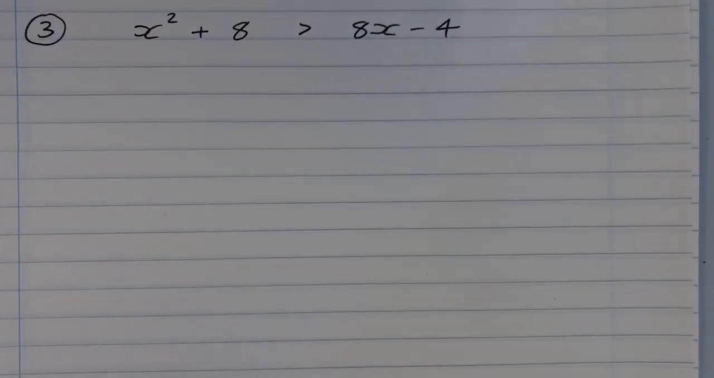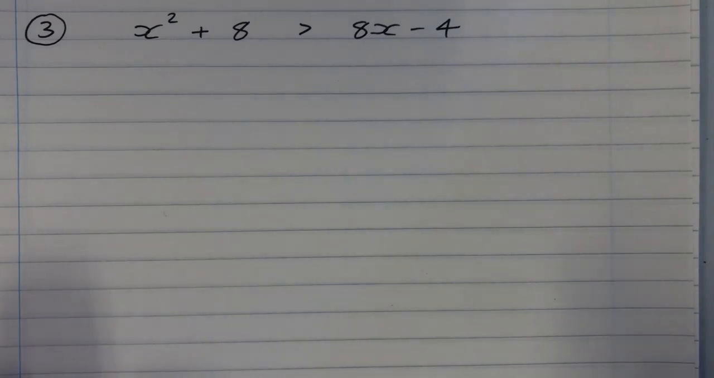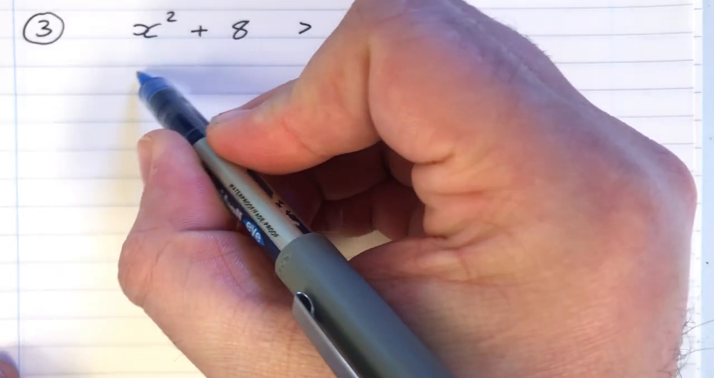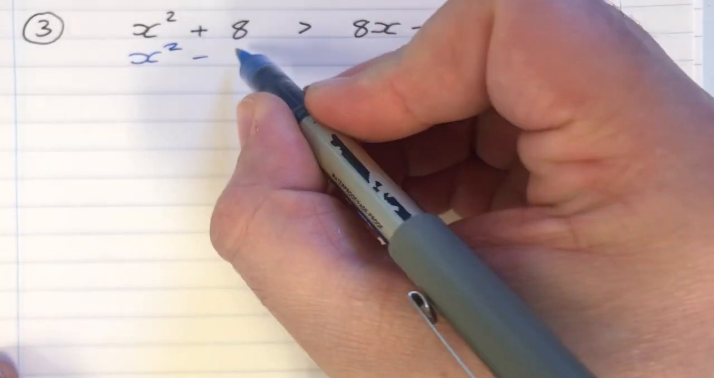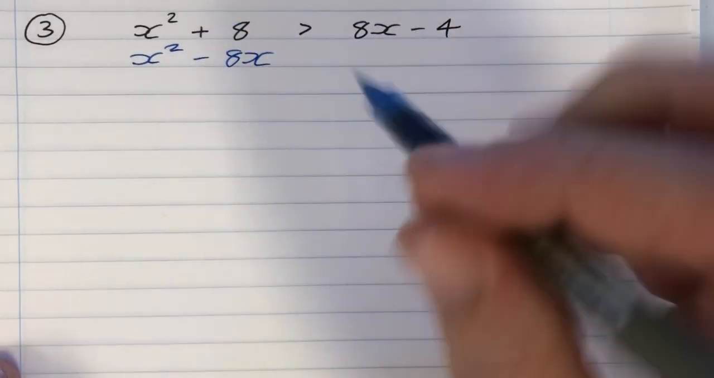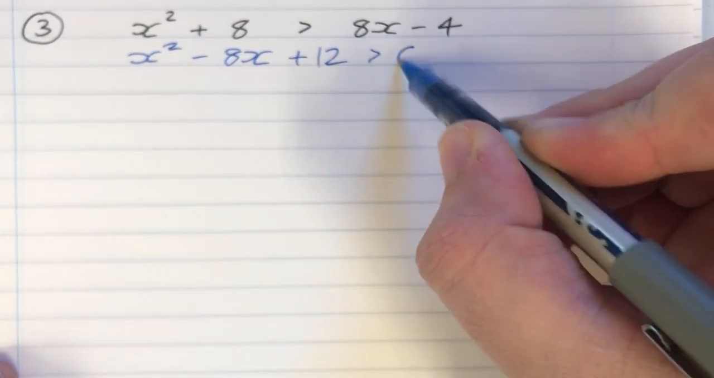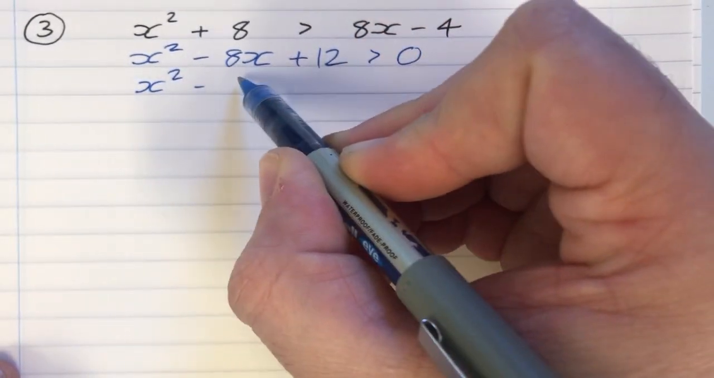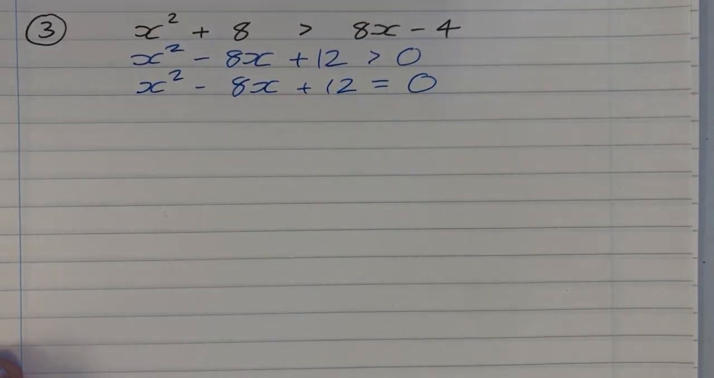Example number 3, x squared plus 8 is greater than 8x minus 4. So we first of all need to do a little bit of rearranging to get it into the quadratic form first. So to do this, I'm just going to put everything on the left and leave a 0 on the right. So I'm going to get x squared, subtracting 8x from both sides, we'll bring it over here. Add 4 to both sides, it's going to be plus 12. And then that's now going to be greater than 0. I want to solve the equivalent equation, so I'm just going to change that inequality sign for an equal sign. So that gives me that.